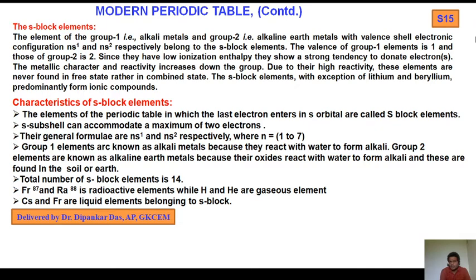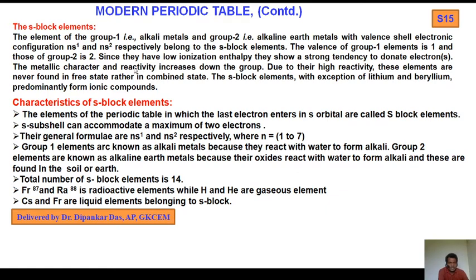Valence of group 1 elements is 1 and those of group 2 is 2, because in group 1 the number of valence electrons is 1, in group 2 the number of valence electrons is 2. Since they have low ionization enthalpy, they show a strong tendency to donate electrons, for group 1 because it contains 1 electron. Later we will discuss what is ionization enthalpy. We know how much energy is required to pull out the outermost shell electron from a gaseous atom. So that is the ionization enthalpy.